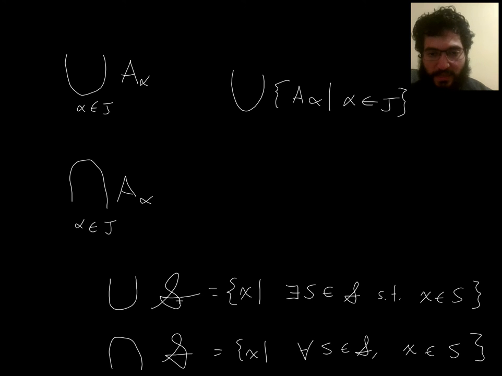So the intersection of a set is the collection of things that are in all the elements of the set. So you think of this set as a set of sets, and the intersection is the collection of things that are in all of the elements of the set. And the union is the set of things that are in some element. So to be in here, you have to be in some element.